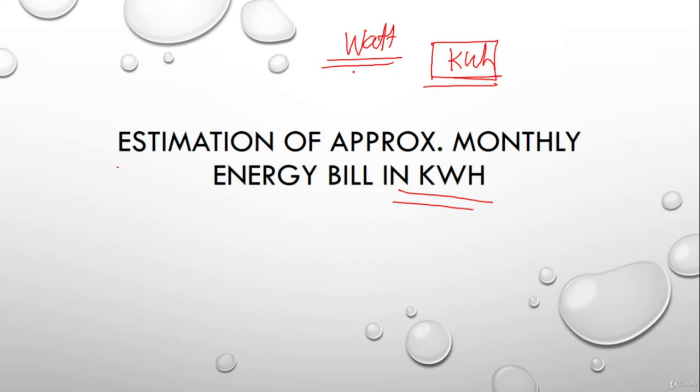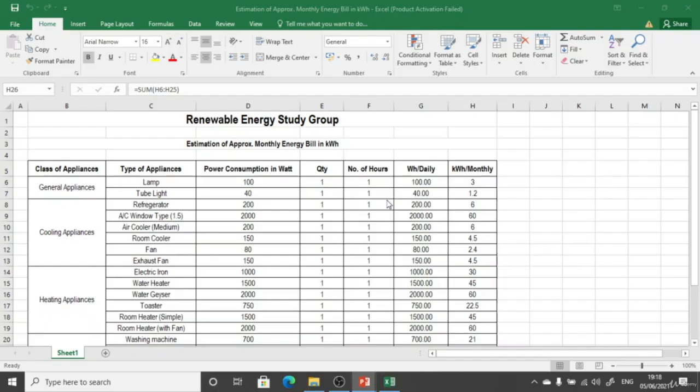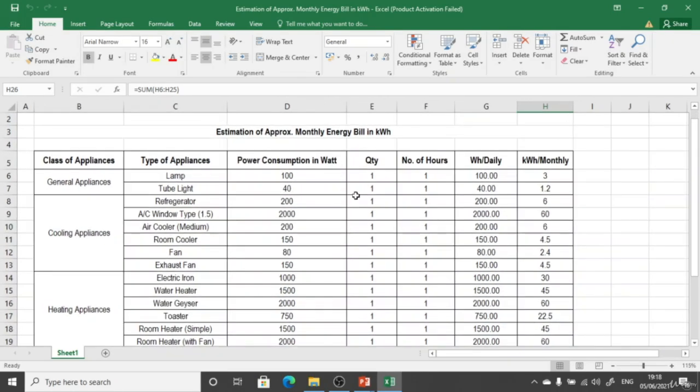How we can do this procedure for calculating the electricity bill by overviewing the number of appliances used in the corresponding home sector. For that purpose, we're going to see this Excel sheet. So basically, we can prepare the Excel sheet for the monthly electricity bill calculation.